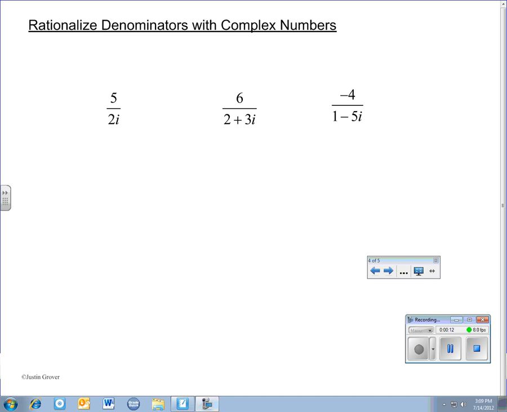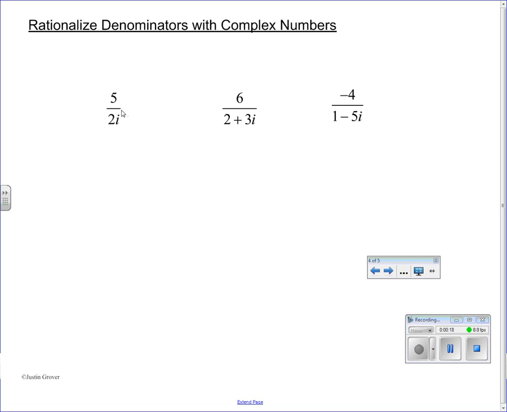So we use the property that we know that i squared is -1, and so if we have an i down there, we can just multiply it by i, top and bottom of course, and it'll become 5i over 2i squared, which we know is -2, because i squared is -1.